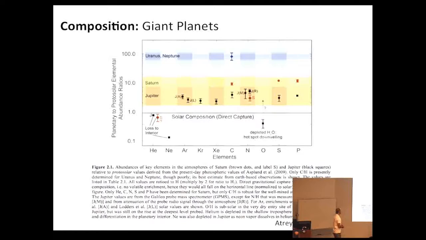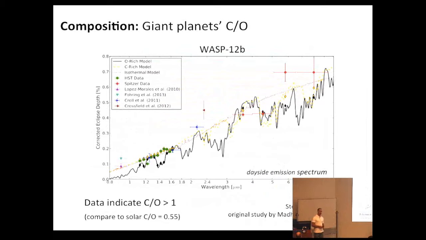And so you're probably all familiar with this classic result for a high C to O ratio for a hot Jupiter, WASP-12b. This was a result by Nikku Madhusudhan and collaborators in 2011, showing here a figure from a follow-up paper by Kevin Stevenson and collaborators. The inference of a high C to O ratio for WASP-12 is based on measurements of the planet's dayside emission spectrum.